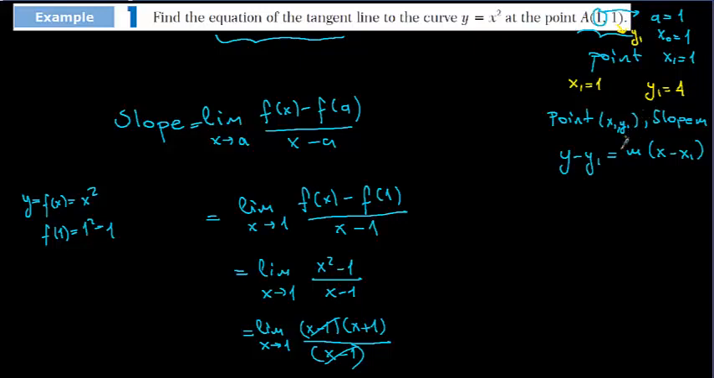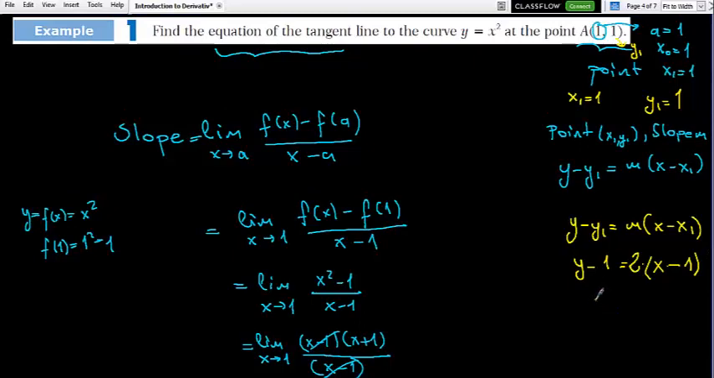So y1 is equal to 1 for this question. And here, when you're replacing in the equation y minus y1 is equal to m times x minus x1, which is y minus 1 is equal to m times x minus 1. We found that the slope of the line is equal to 2, so it's 2 times x minus 1.